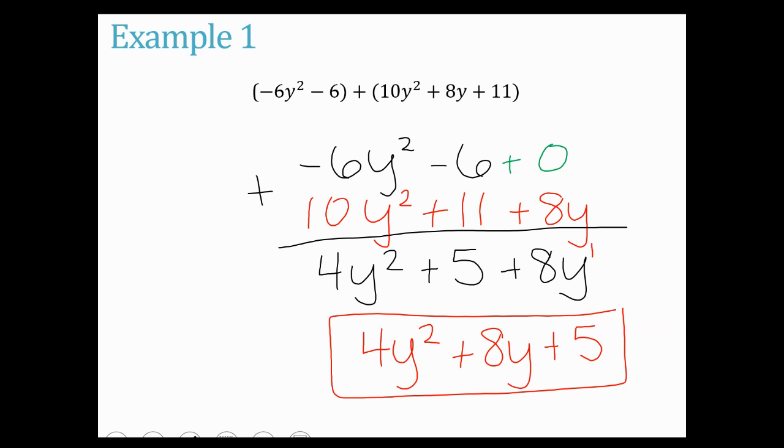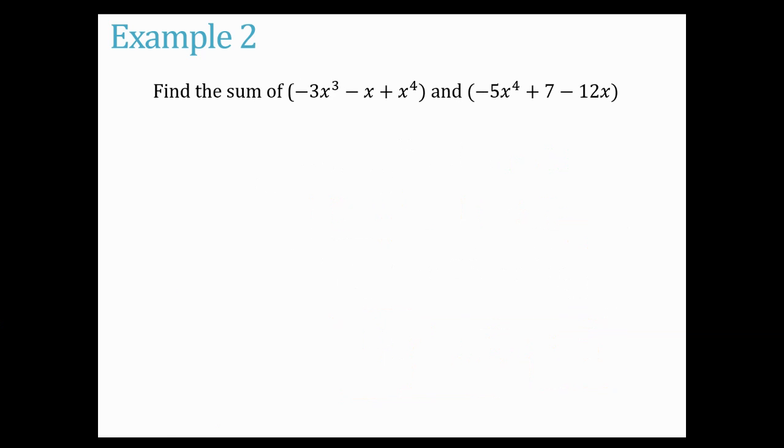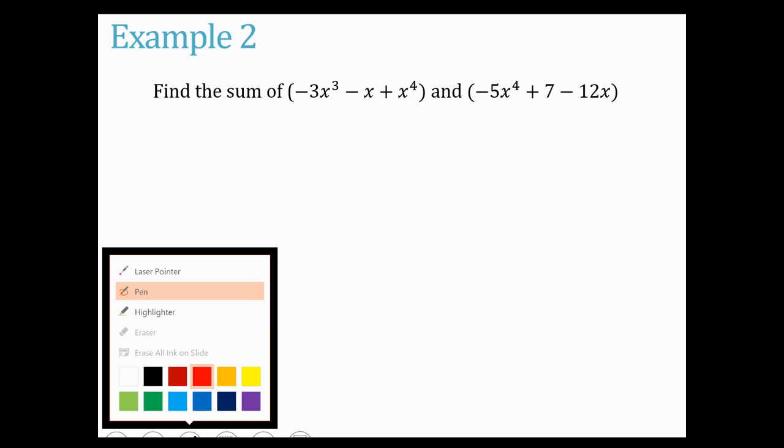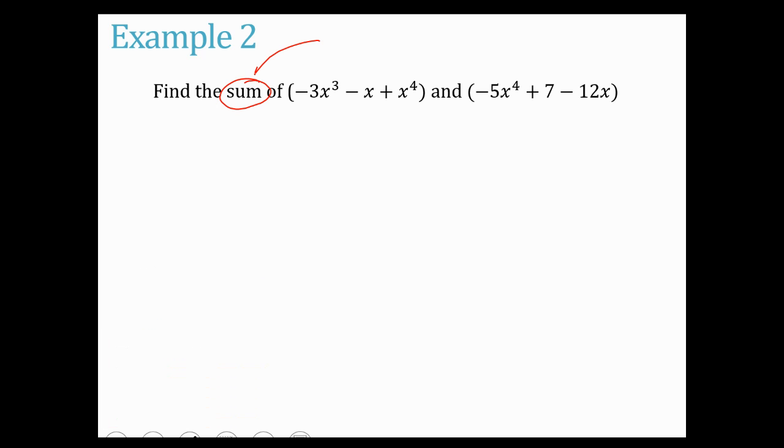Let's take a look at one more example. So find the sum of negative 3x to the third minus x plus x to the fourth and negative 5x to the fourth plus 7 minus 12x. So we're going to notice here that we have a key word, and the key word here is sum. We need to be able to recognize that sum means addition. So we have to add these together.